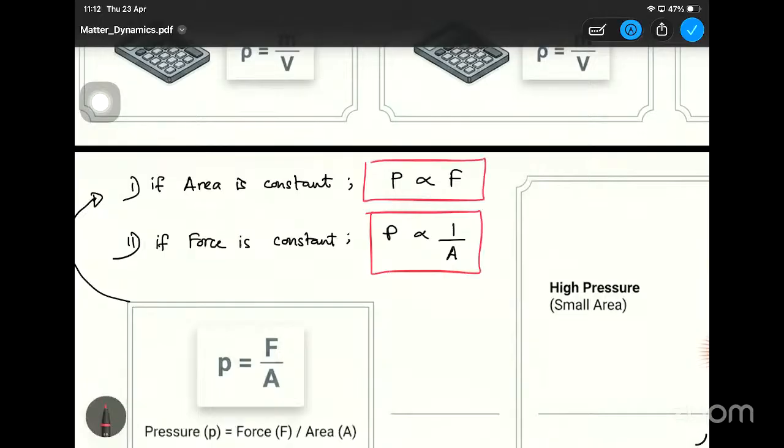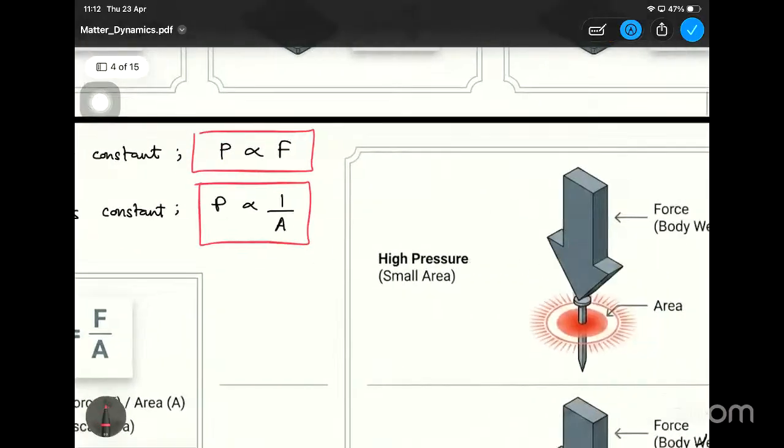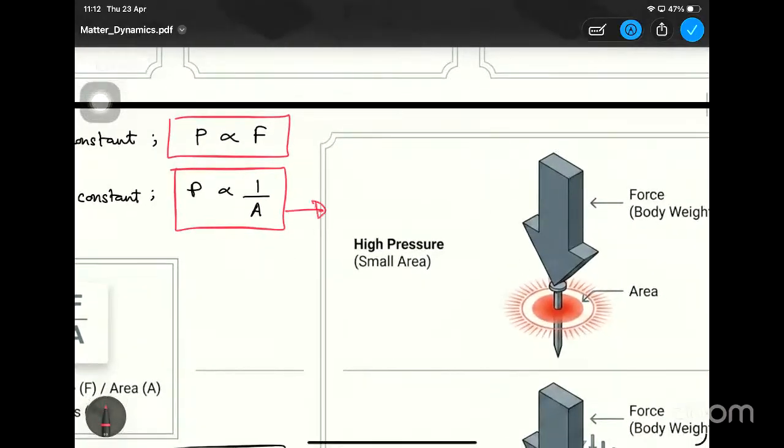If area is the same and you are experiencing two different forces, then definitely you are having two different pressure values. And in the second case, if the force is the same, but the surface area over which it is applied is different, then the pressure will be different. And here it is inversely proportional. That is explained here.